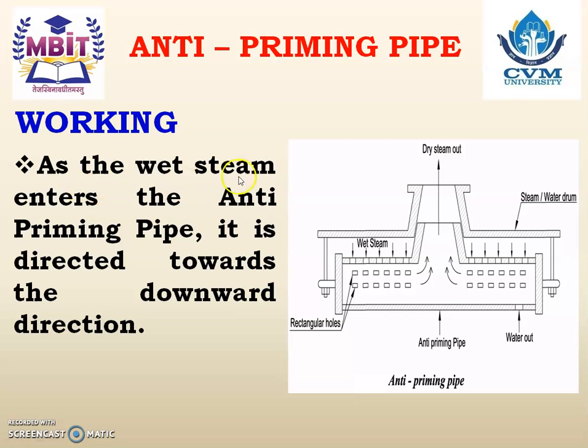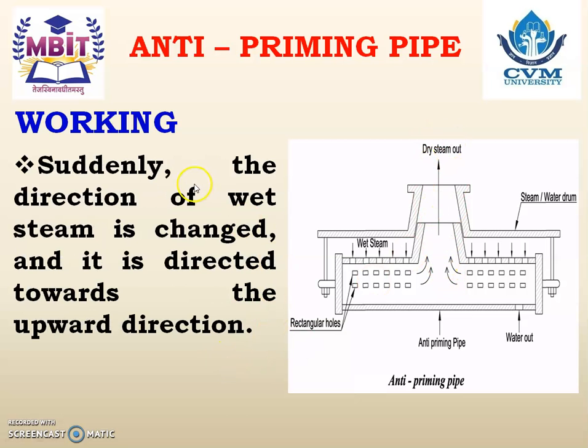Working. As the wet steam enters the anti-priming pipe, it is directed towards the downward direction. So you look at here. The wet steam enters from the top. So initially it moves down and suddenly its direction is changed and then it is to be moved up. Suddenly the direction of wet steam is changed and it is directed towards the upward direction.